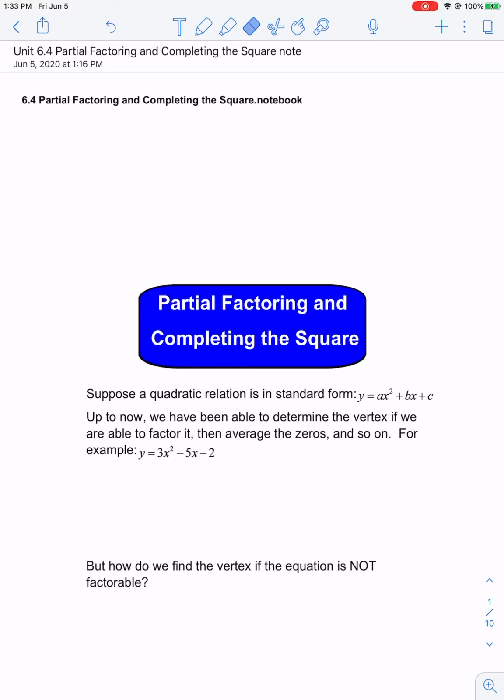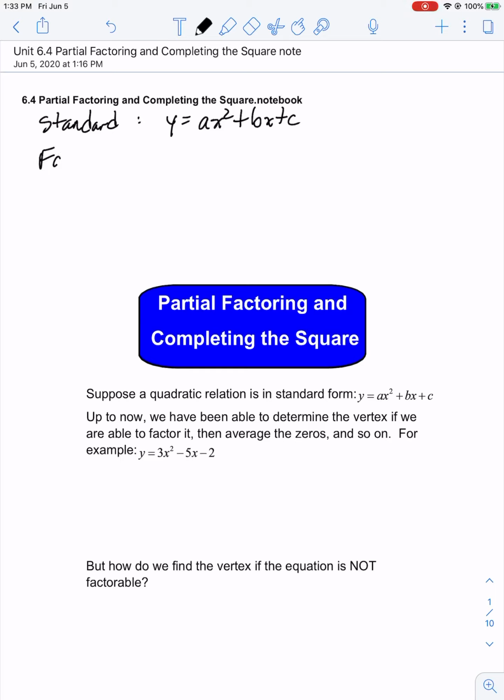This is lesson 6.4, partial factoring and completing the square. Before we get into this, I just want to do a quick recap, not of everything we've done, but just take a look at the different forms. So far we've looked at standard form, which is y equals ax squared plus bx plus c.